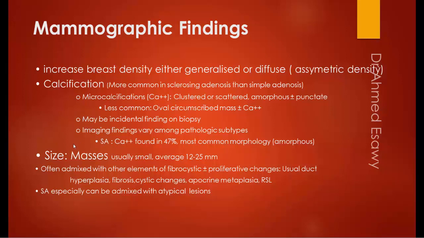Another third mammographic finding after increased breast density and calcification is size or masses, usually small, averaging 12 to 25 millimeters, often admixed with other elements of fibrocystic change with or without proliferative change, usually duct hyperplasia, fibrosis, cystic change, apocrine metaplasia. Sclerosing adenosis especially can be admixed with atypical lesions. So three main findings in mammographic fibroadenosis: increased breast density, calcification, masses.